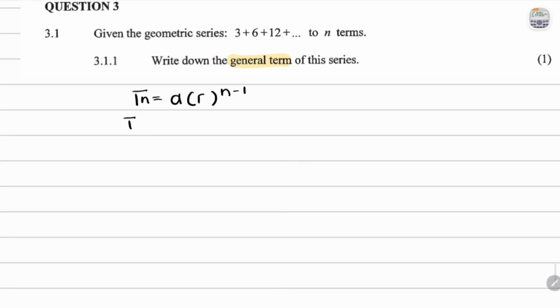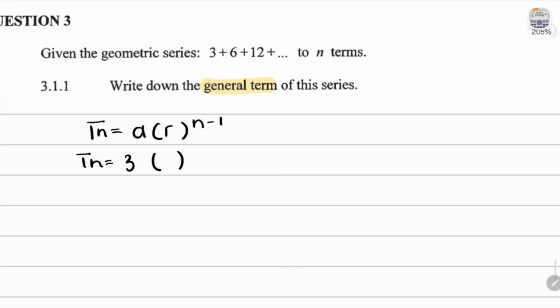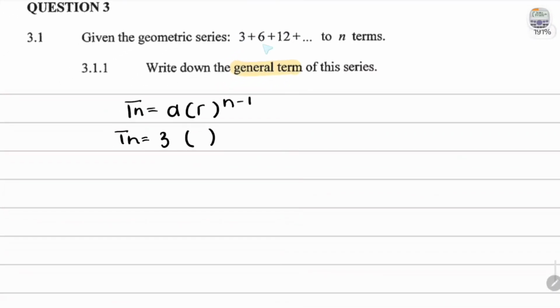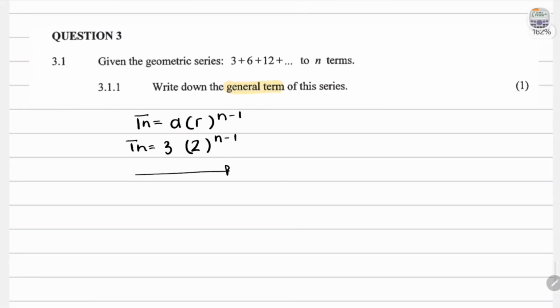So the first term, as we can see, is 3, so a is 3. And the ratio, we'll find that by saying term 3 divided by term 2, and that should be consistent with term 2 divided by term 1. You see that when we do that, when we divide, we get 2. So it's 3 times 2 raised to the power of n minus 1, and that is our answer.